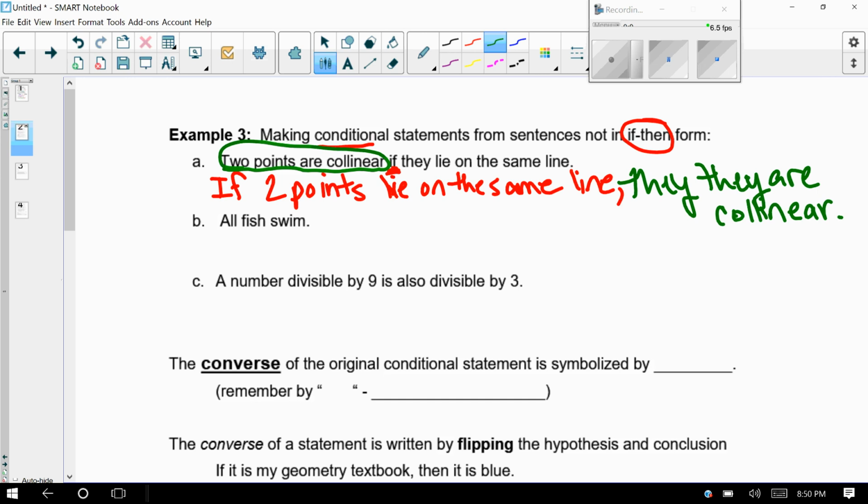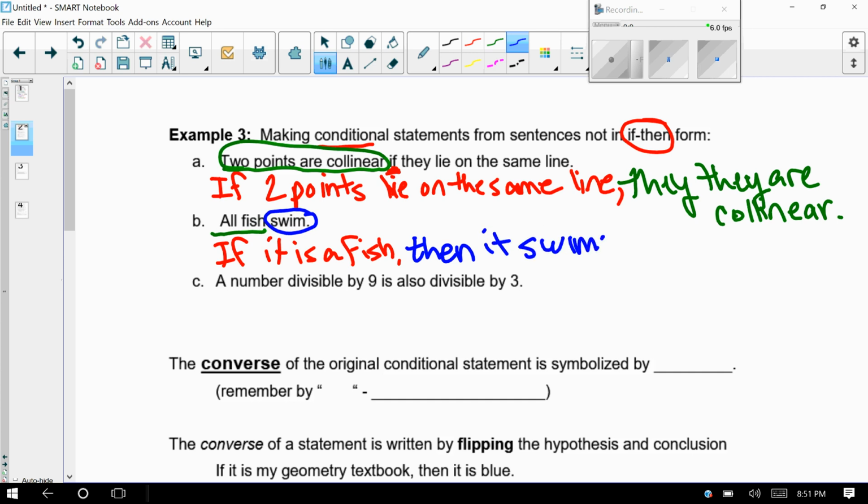Okay. Now, after the if, my hypothesis is going to be all, and that's going to be my hypothesis. My conclusion is going to be whatever is after the then, so this one is all fish, and then my conclusion is going to be swim. This is my conclusion. Whenever we have an all in there, this is how it works out. So if it is a fish, comma, then what is my conclusion? It can swim, or it swims.